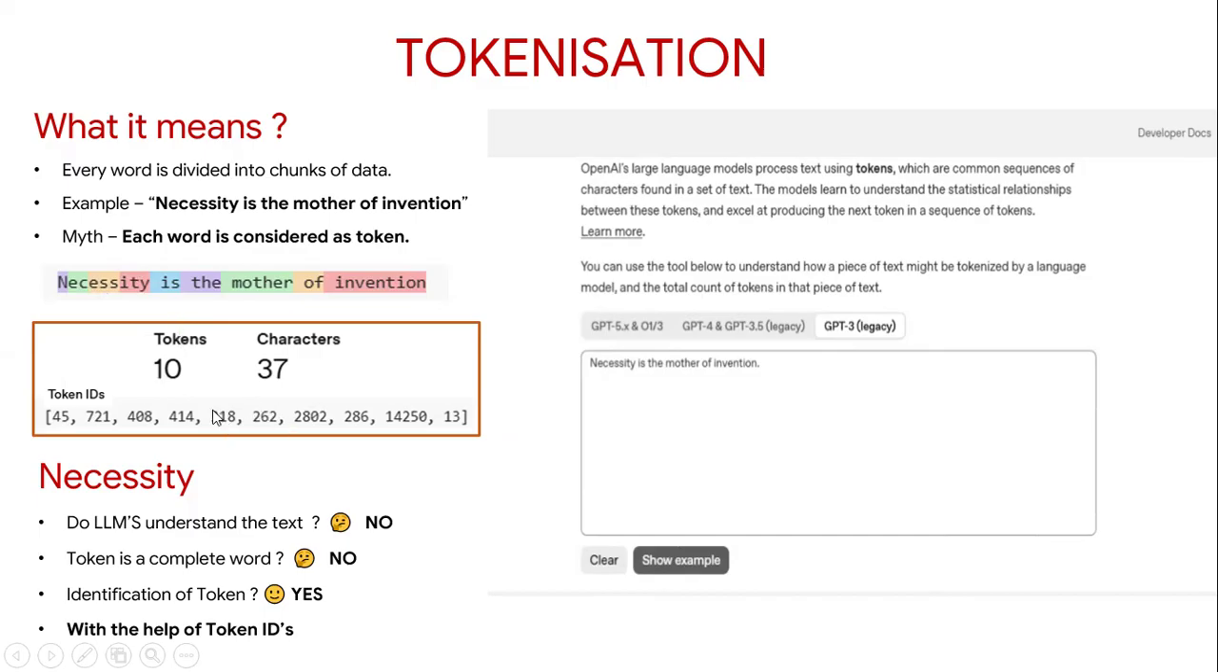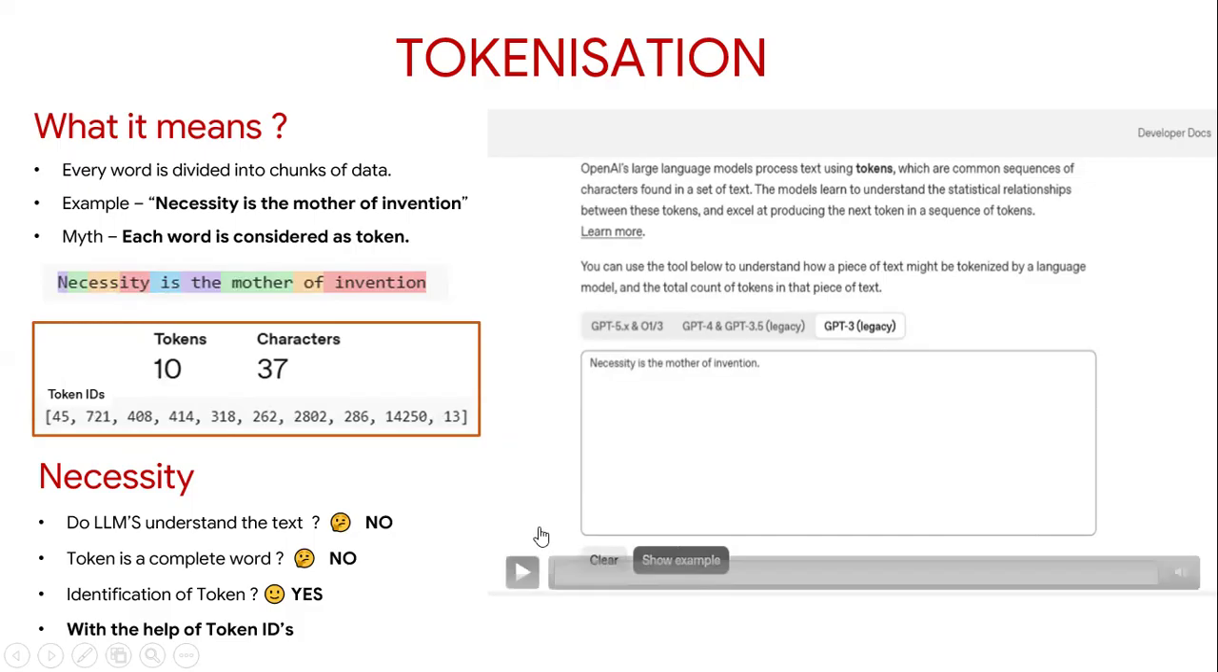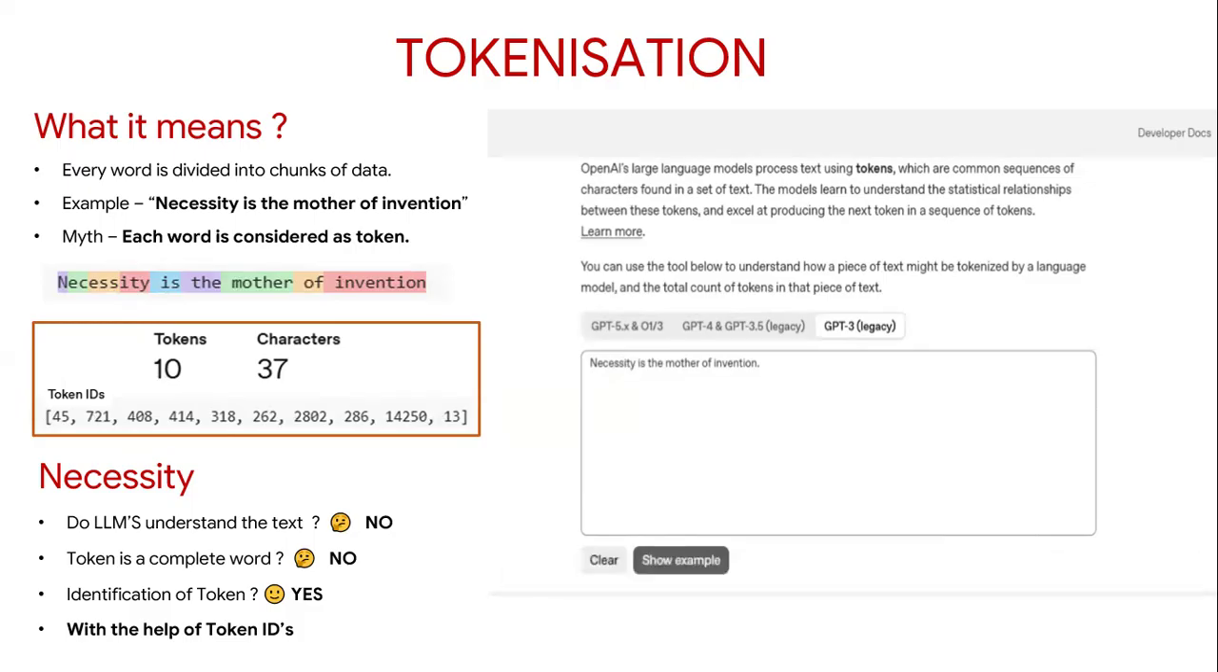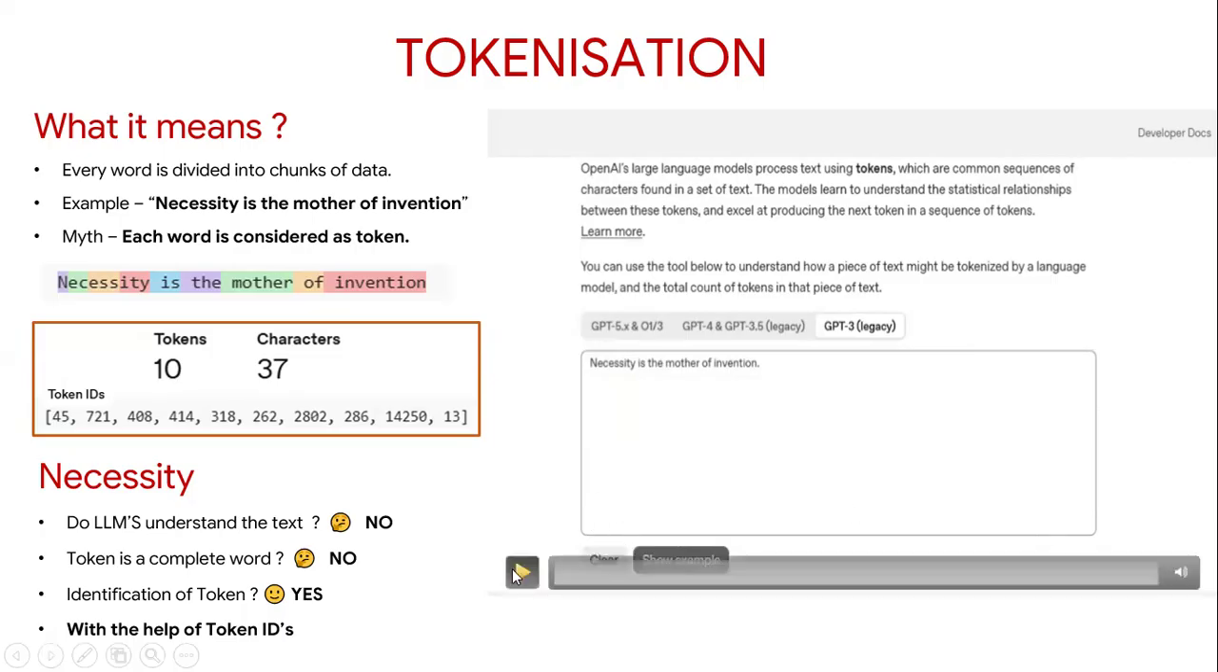Here are a few things we need to understand. Do LLMs understand the text? No. And a token is not a complete word. Of course, here is an example. How does the identification of a token happen? With the generation of token IDs, it identifies each character or set of characters as a token. Here is a small glimpse of how tokens are generated for a sentence.